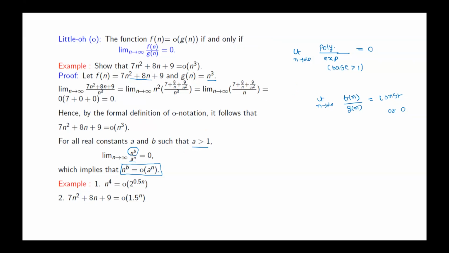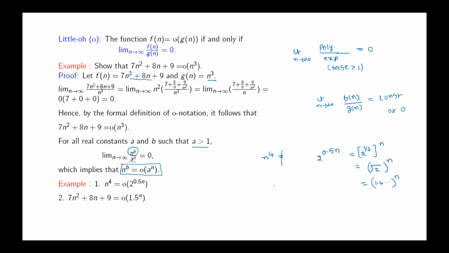Now, is this true? n power 4 is little o of 2 power 0.5 into n. Is that true? First let us see n power 4 and 2 power 0.5 into n. 2 power 0.5, I can write as 2 power 1 by 2 whole power n. 0.5 means 1 by 2 only. What is 2 power 1 by 2? It is square root of 2, whole power n. What is square root of 2? 1.414, whole power n.